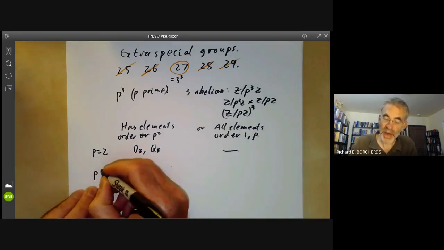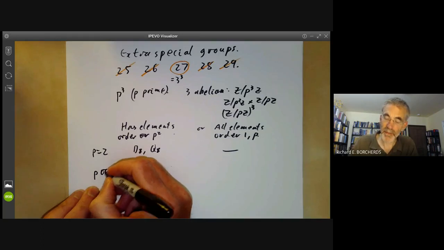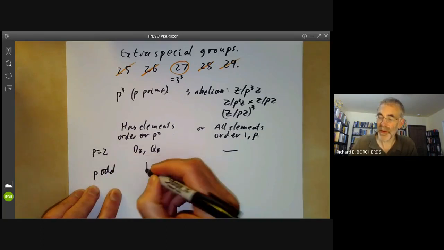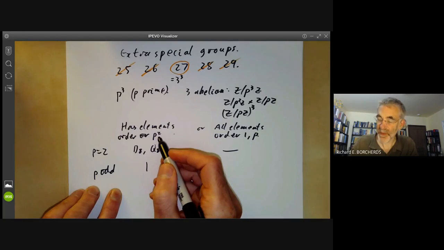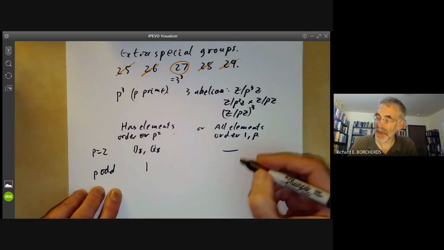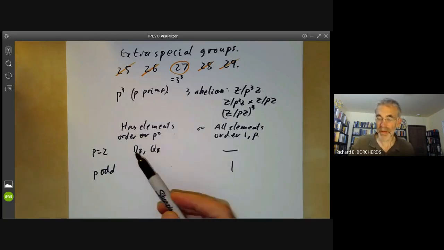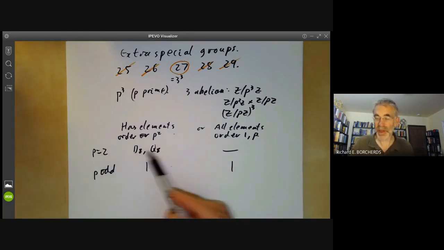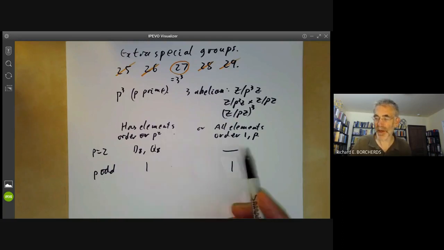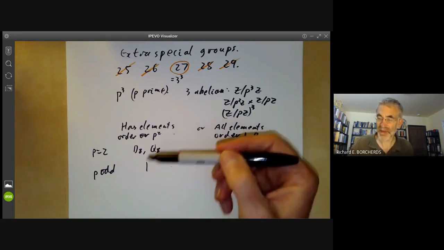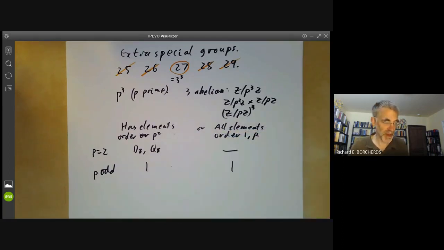If p is odd, then there is 1 group with an element of order p squared and 1 group with all elements of order p. So although for both p equals 2 and p odd, we get 2 non-abelian groups, they don't really quite correspond. The classification is different for p equals 2 and p odd.